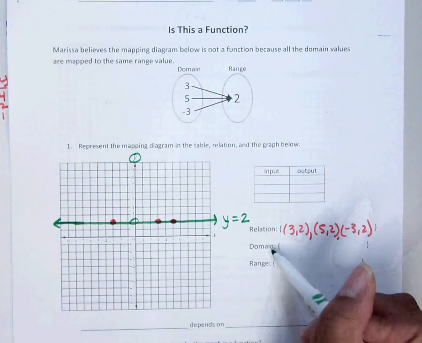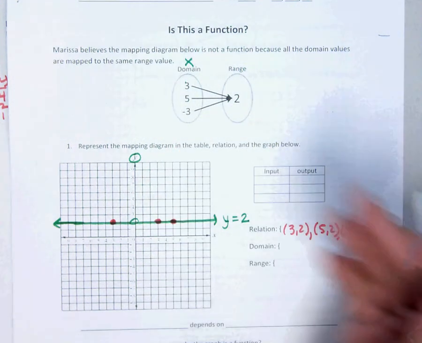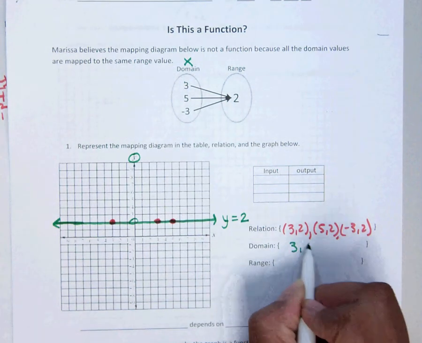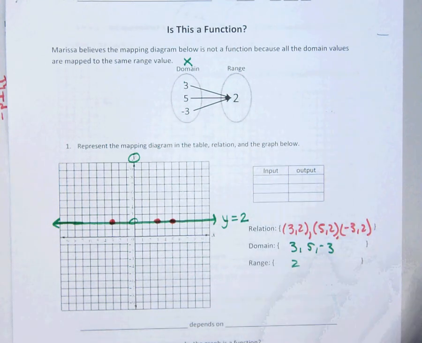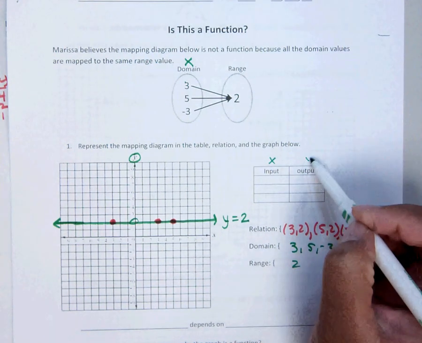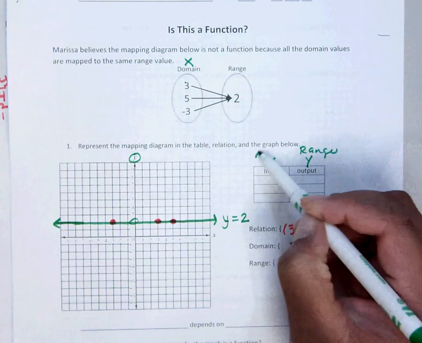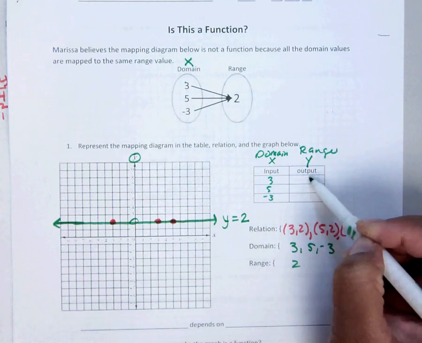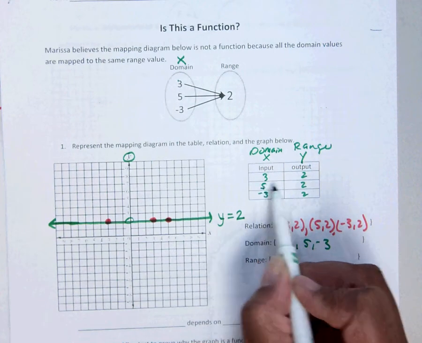Now, the domain is nothing but what's in the x column, or the x oval in this mapping diagram. So the domain is 3, 5, negative 3. The range is just 2. Some of you put 3 2s, and that's okay. The input value, x, the output value, y, meaning range for y, domain for x. The domain was 3, 5, and negative 3. The output was 2.